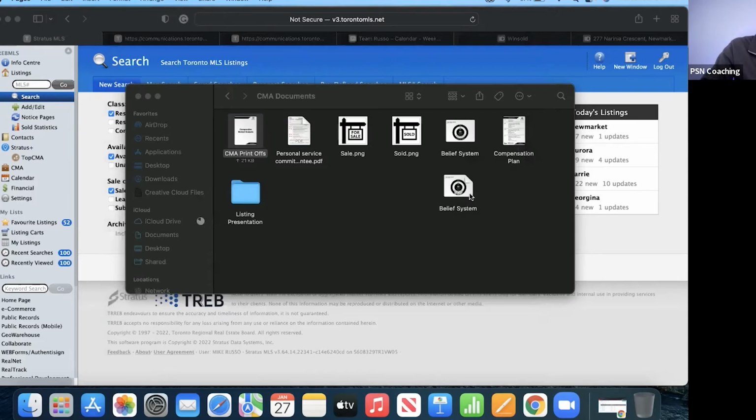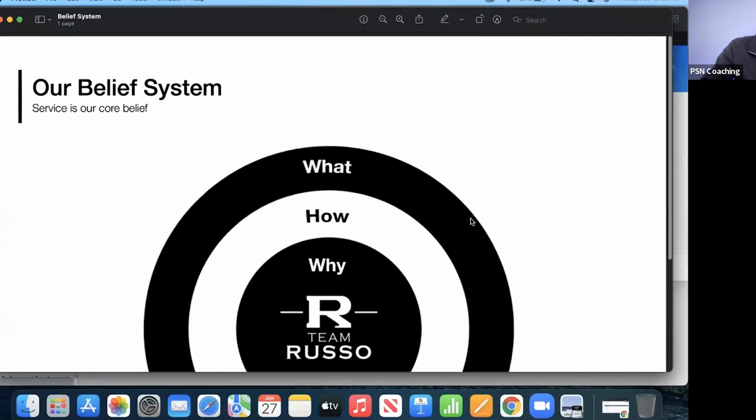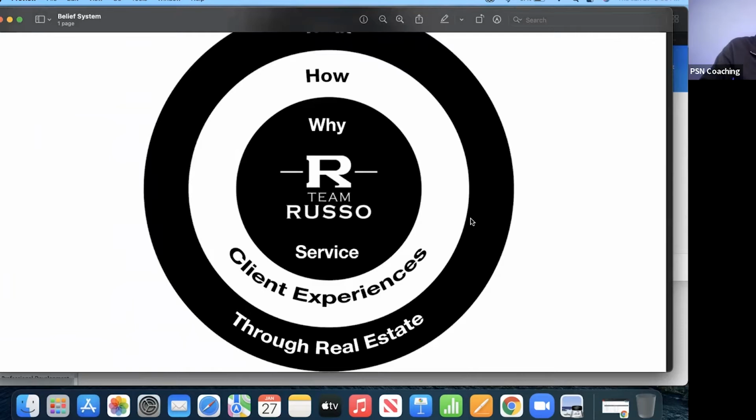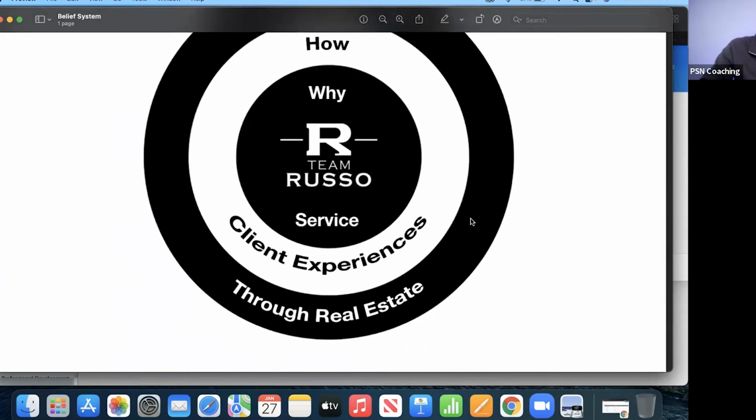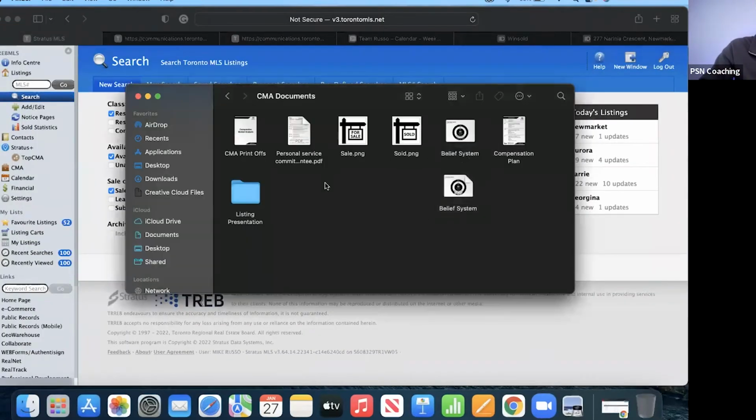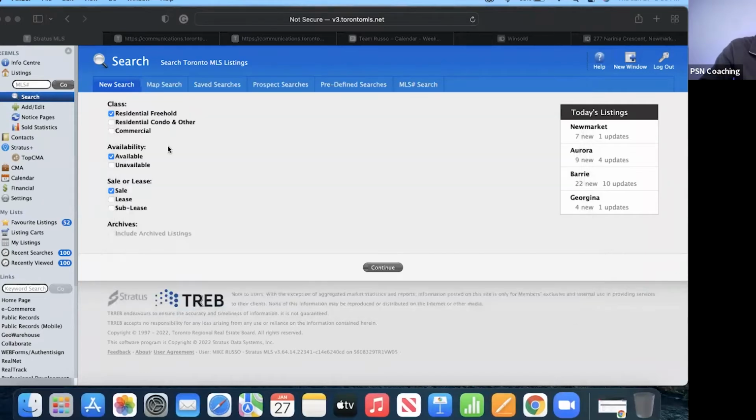I also print off, funny enough, this was mentioned on today's call, our belief system. That video on our call today is exactly what I've implemented into my business. We believe our big why is our service, and we believe in building service through client experiences, and we just happen to sell real estate. That's something I pitch to every single client of mine.